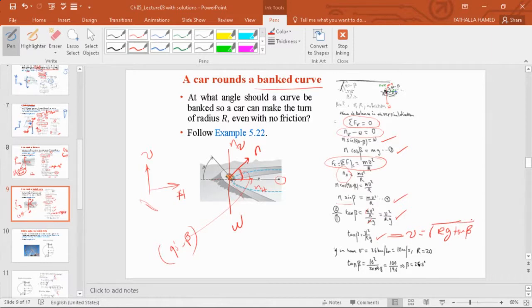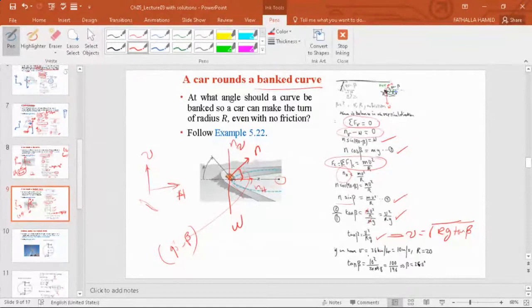Now we're only looking at the effect of the angle here. If you want to do this in full, you also have to include the static friction, and you will take the horizontal and vertical component of the static friction, and you will have to deal with two cases. One case, the car doesn't slide down, and the other case, the car will not slide up. So you'll have a minimum speed and a maximum speed. But the idea here is to show you the effect of the angle at which we bank the curve.